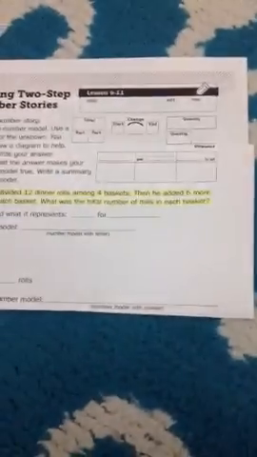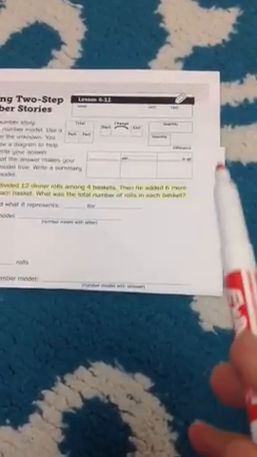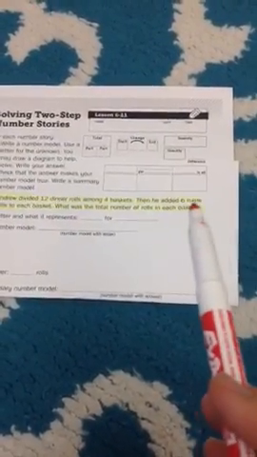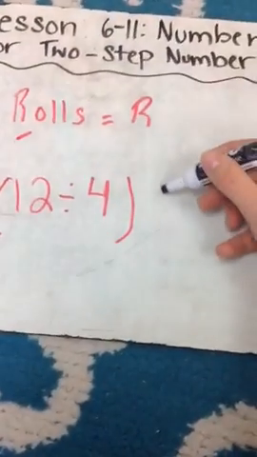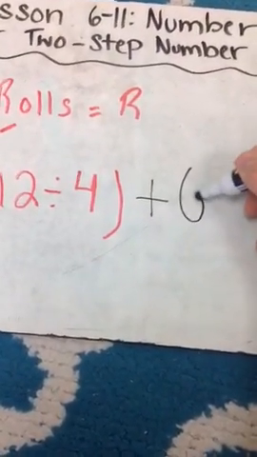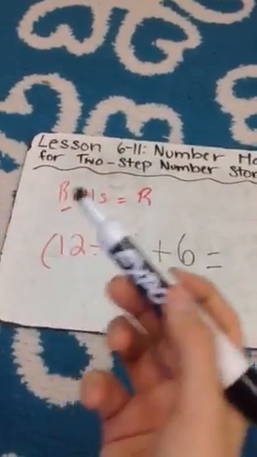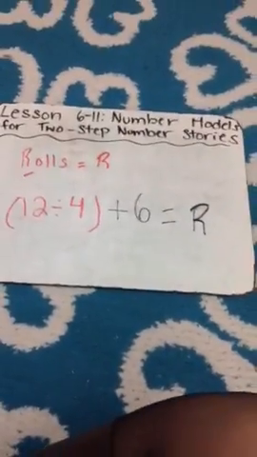But then if I go back to the problem, it says, then Andrew added 6 more rolls, right up here, 6 more rolls to each basket. So when I see the word more, that reminds me of an extra group adding. So I'm adding an extra group. So I'm going to add that to my whiteboard. 12 divided by 4, I'm going to add 6. This is my last group of rolls. But I'm trying to figure out what the answer is, and I don't know the answer. So, of course, let's go back to my letter. I'm going to put R. R means what I do not know and what I need to find out.